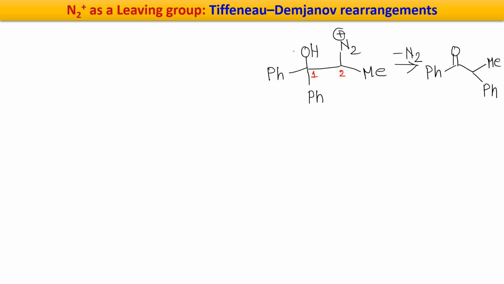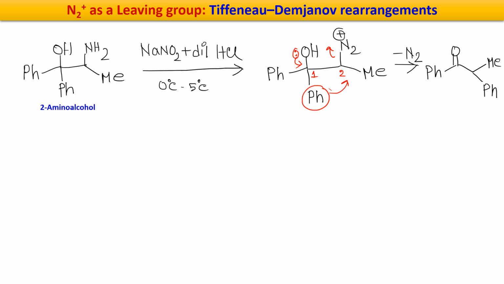What is happening here? This is pushing these electrons, and one of the groups, this migrating group, shifts to this position, and nitrogen is leaving. Now nitrogen is a very good leaving group because it is a very stable molecule because of its triple bond. So a very good leaving group, and easily we can get this product. But how to make this compound? Simple. That is simply diazotization, in the presence of NaNO2 and dilute HCl, there will be formation of nitrous acid.